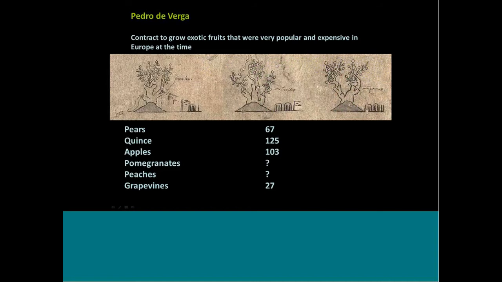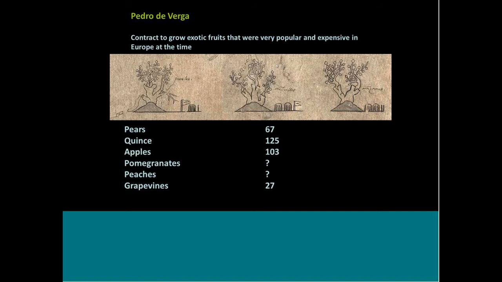a man named Pedro de Verga. And Pedro de Verga is in business with Don Carlos, and really what they're doing is they're growing exotic fruits that were popular and expensive in Europe, and they're either selling them to the local Spanish settlers or sending them back to Europe. No one really knows.